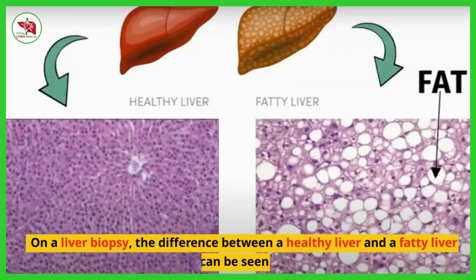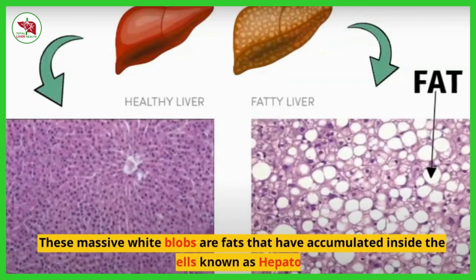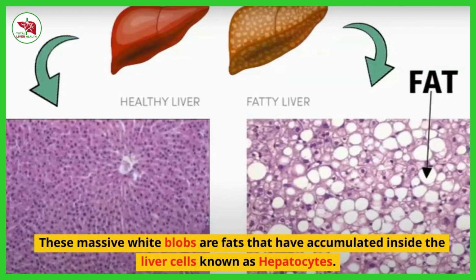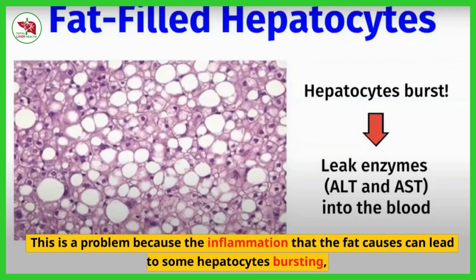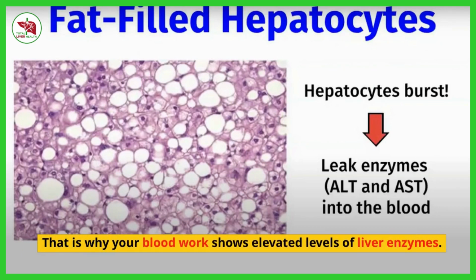On a liver biopsy, the difference between a healthy liver and a fatty liver can be seen. These massive white blobs are fats that have accumulated inside the liver cells known as hepatocytes. This is a problem because the inflammation that the fat causes can lead to some hepatocytes bursting, and when this happens, the liver enzymes are released into the bloodstream. That is why your blood work shows elevated levels of liver enzymes.